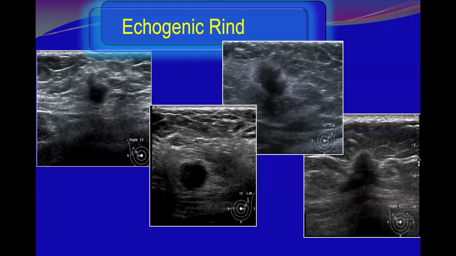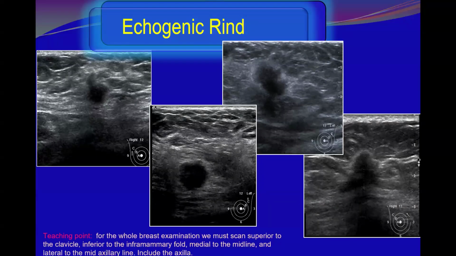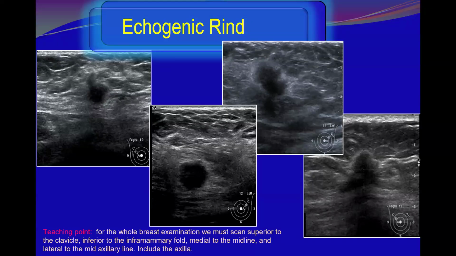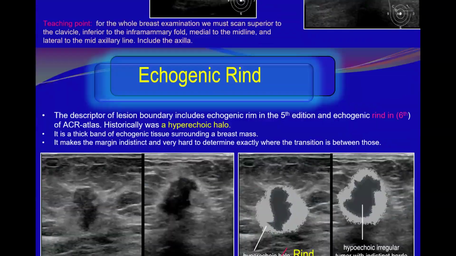What do you suggest the teaching point? It is related to the technique. The teaching point to remind ourselves, while scanning the patient, is that we should scan superior to the clavicle, medial to the midline, lateral to the mid-axillary line, and include the axilla so as not to miss small cancer.